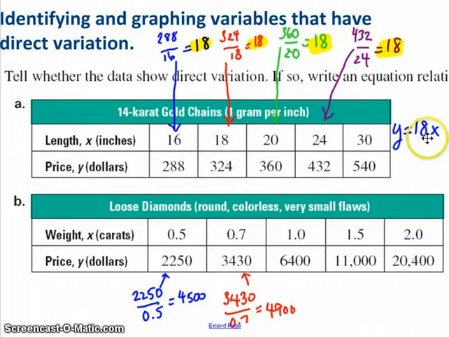And notice a couple of things about this. Besides the fact that your m, your slope, your rate of change, is always simply y over x when you have direct variation, the other thing is you never have a y-intercept, or your y-intercept is always 0. It always goes through the origin, in other words.